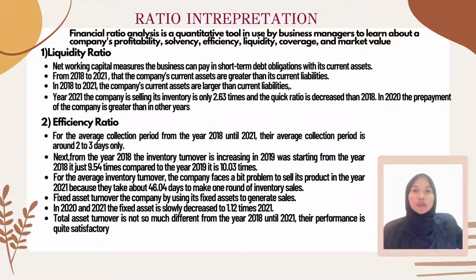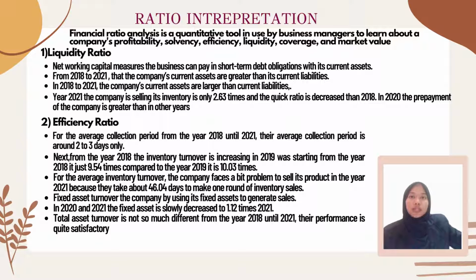Net working capital measures whether the business can pay its short-term debt obligations with the current assets. From 2018 to 2021, the company's current assets are greater than its current liabilities. In 2021, the company is selling its inventory only 2.63 times and the quick ratio decreased compared to 2018. In 2020, the prepayment of the company is greater than in the other years.